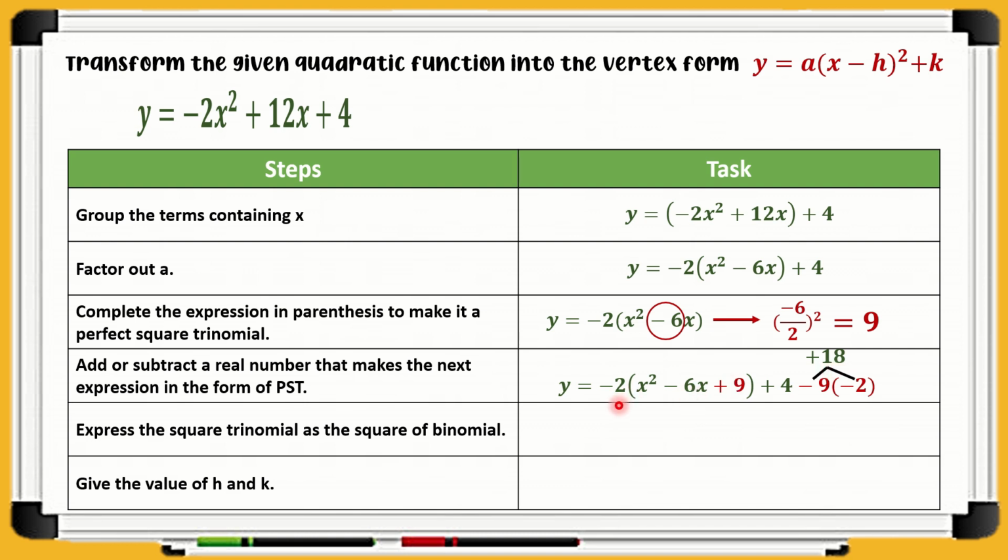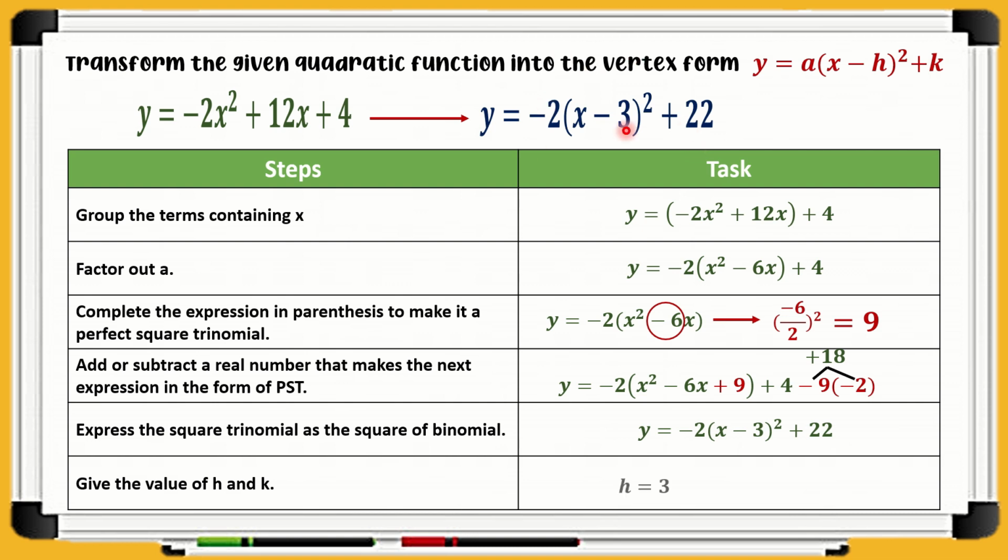So let us now simplify. How? Just express the square of trinomial as the square of binomial. So, negative 2, we will just simply copy that, find the roots of x squared and the roots of 9. Then, positive 4 plus 18 will give us this answer. So, y is equal to negative 2 times x minus, since our middle term is minus, and the root of 9 is 3. Then, put a square for that. Plus 22 for 4 plus 18. So, that is the vertex form of this quadratic function. Y is equal to negative 2 for a times the square of x minus 3 plus 22.